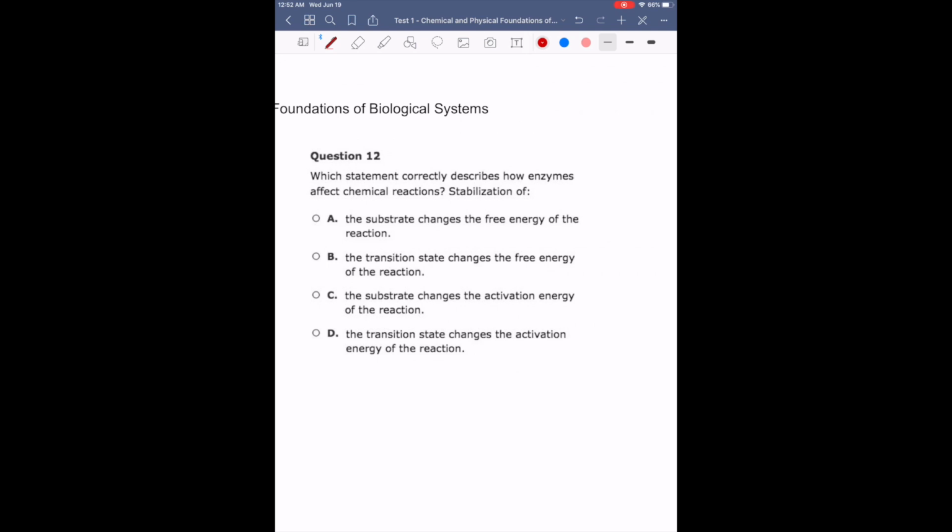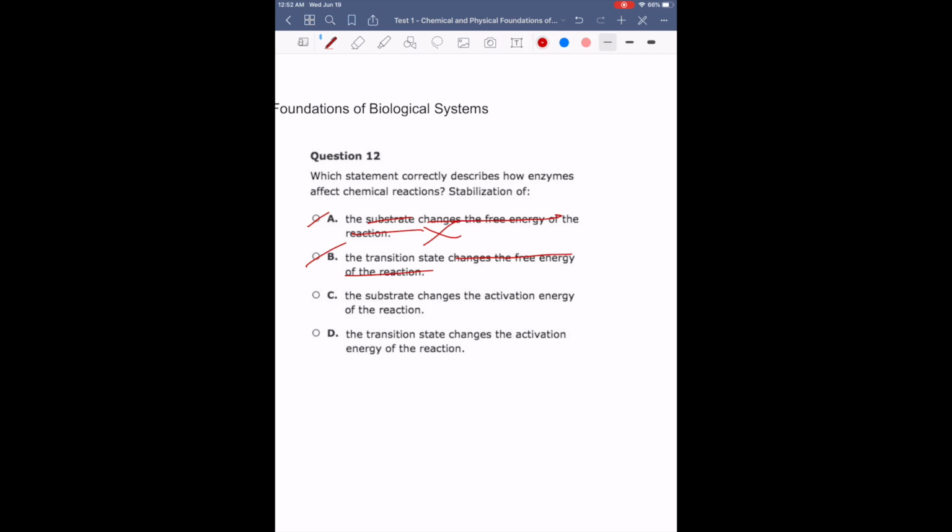So option A is saying that stabilization of the substrate changes the free energy of the reaction. That is wrong on both accounts. We're not stabilizing the substrate, and we're not changing the free energy of the reaction. So wrong, incorrect, definitely do not choose option A. Option B is saying stabilization of the transition state changes the free energy of the reaction. So the first part's correct, the second part is not. We don't change the free energy.